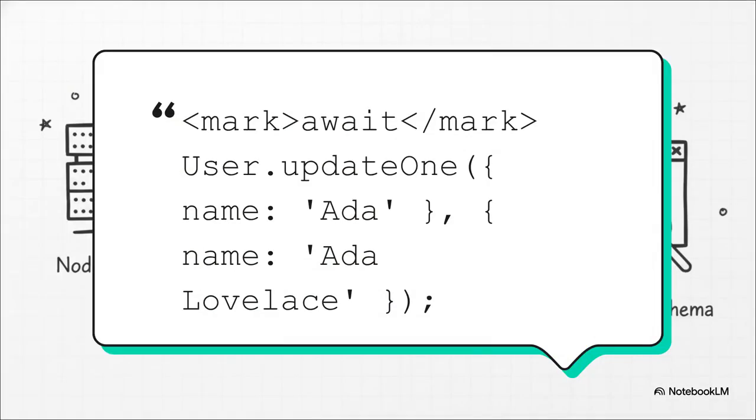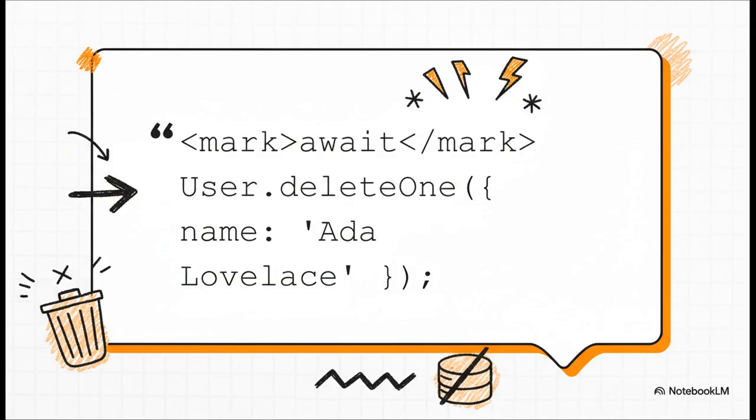And updating is just as simple. Use something like update_one. You give it 2 pieces of info. First, what to find, and second, what to change. So here, we're saying, go find the user named Ada and update her name to Ada Lovelace. Done. And last but not least, deleting. You guessed it, it's super straightforward. You use a method like delete_one, tell it which document to get rid of, and Mongoose just zaps it from the database. Gone for good.